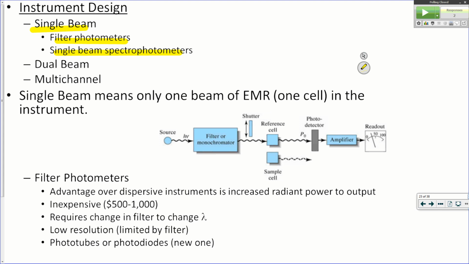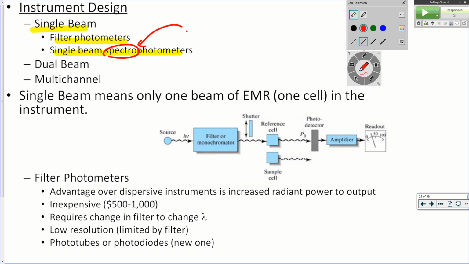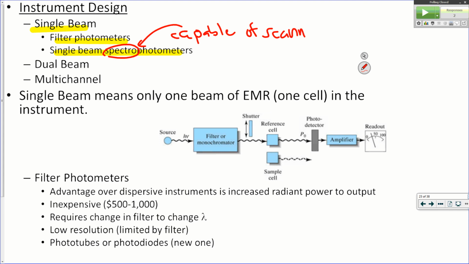If it has the term spectro in it, just recognize that that means it's capable of scanning, or it can acquire a spectra. Sometimes we may not ever want the ability to acquire a spectra, but sometimes we do.